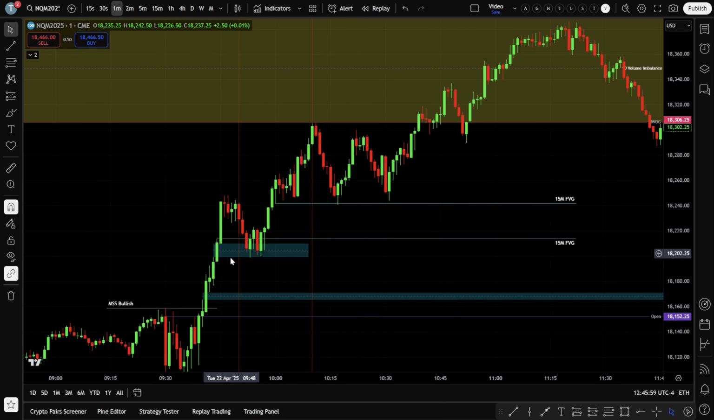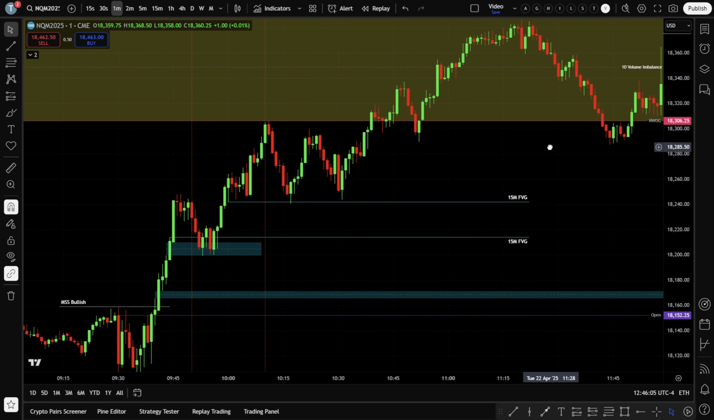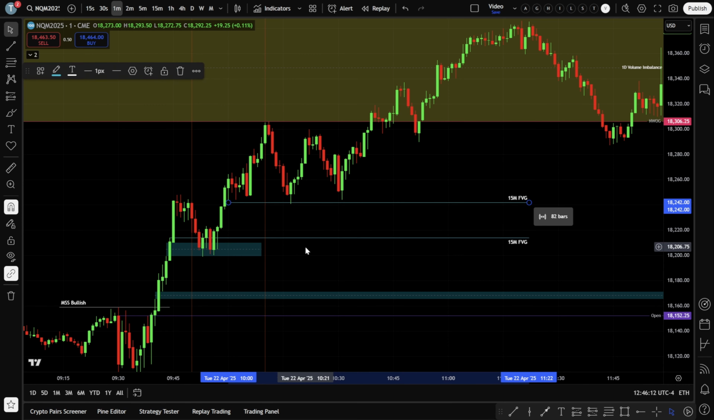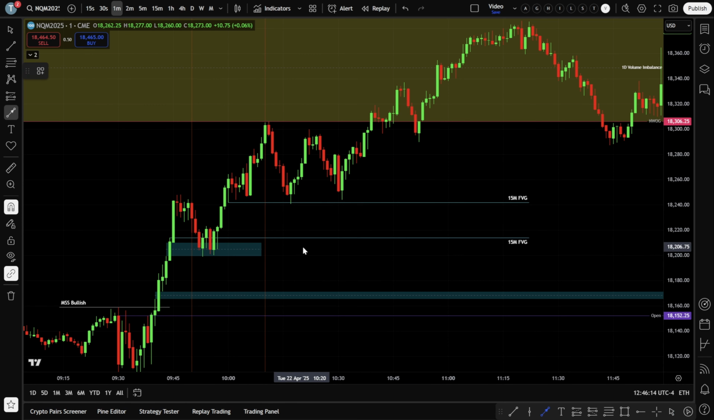So if you missed this initial trade, price comes up and it doesn't get into the daily volume imbalance or the new week opening gap. It falls short and it comes back down. Here would be another possible entry for you right there as price ticks into it.